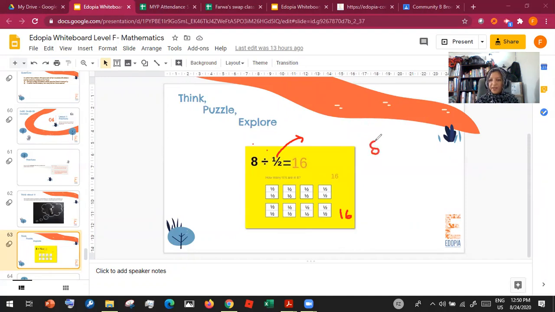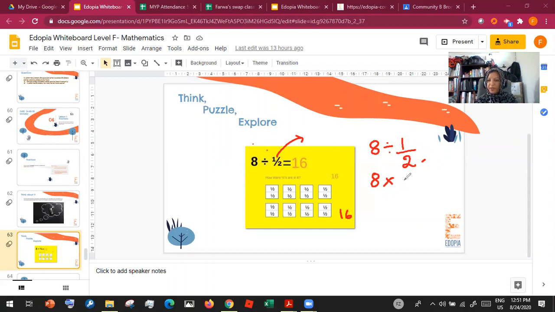Whenever we are dividing a whole number by a fraction, or a fraction by a whole number, how we try to solve it is that we just flip the fraction, and we convert the division into multiplication when we are doing it mathematically. Right now it is 1 by 2. Whenever you change the sign from division to multiplication, the next fraction will be flipped.